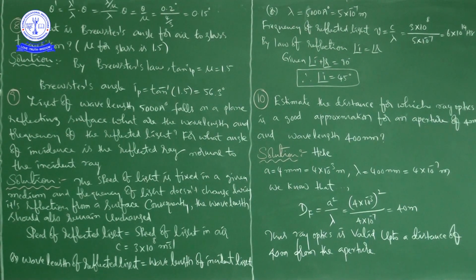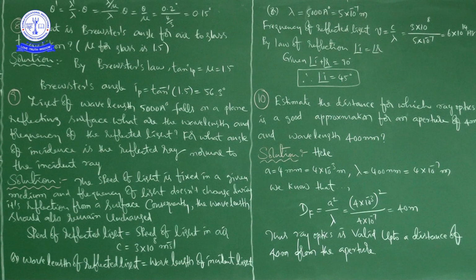Next, ninth problem here. Right, next problem. See this. A light of wavelength 5000 angstrom unit falls on a plane reflecting surface. Try to imagine what a plane reflecting surface is. A light of wavelength 5000 angstrom unit falls on a plane reflecting surface. What are the wavelength and frequency of the reflected light?